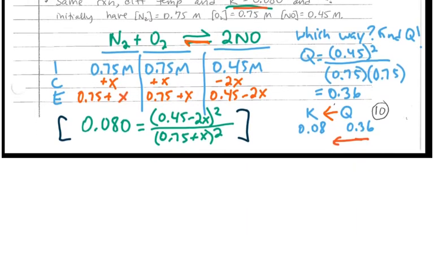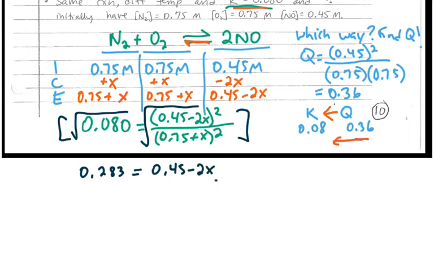Okay, so the first thing that we need to do is to take the square root of both sides of the equation. The square root of 0.08 is 0.283. And then this side is 0.45 minus 2x over 0.75 plus x. First thing I'm going to do is multiply both sides of the equation by 0.75 plus x. That would cancel it out on this side of the equation.